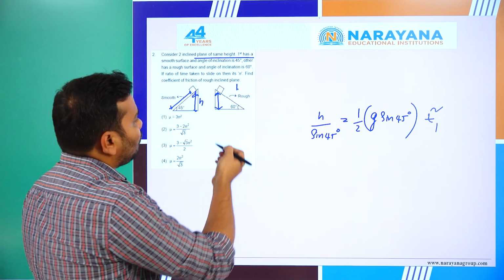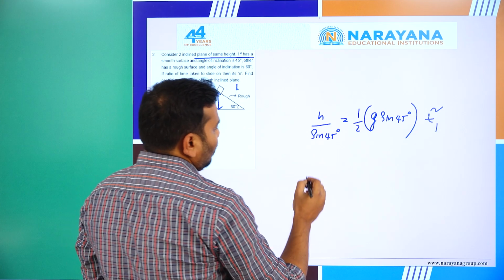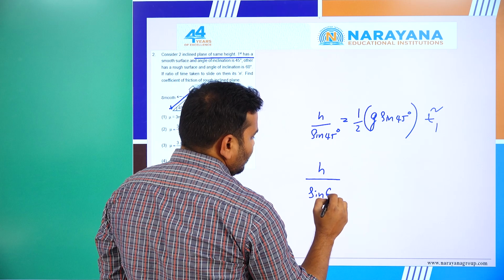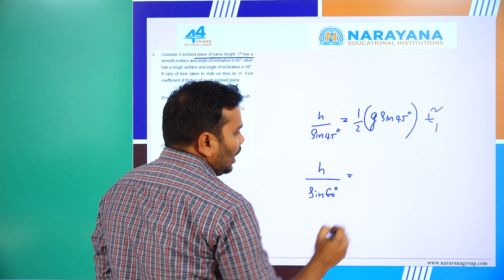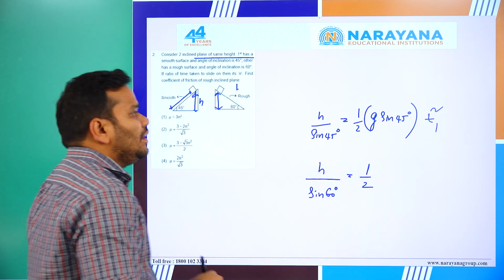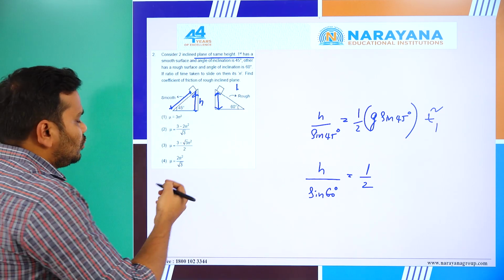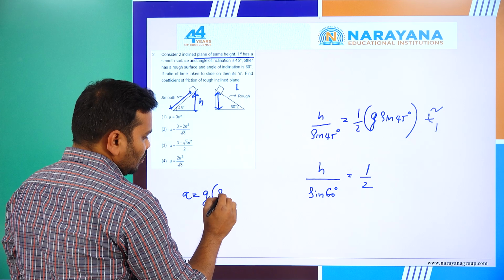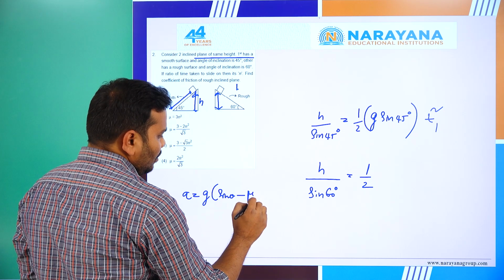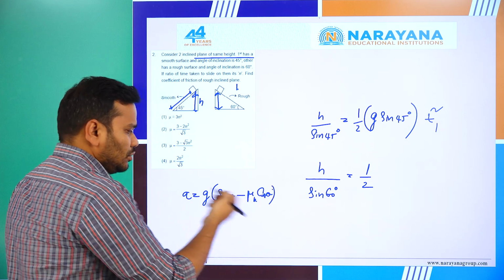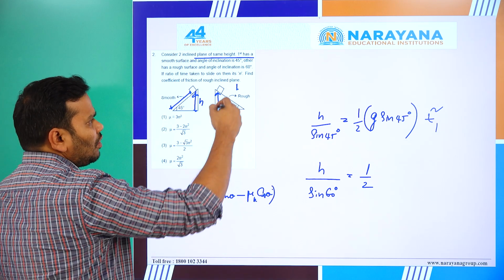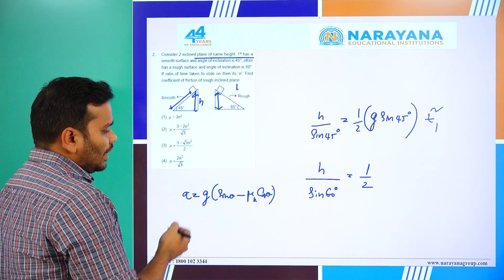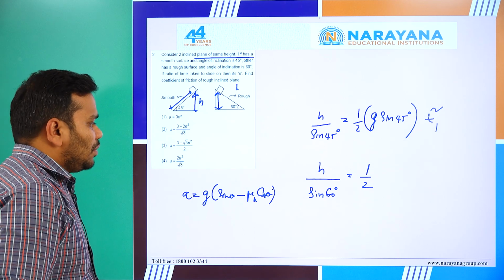In the second case, corresponding to the rough inclined plane, the distance travelled is h by sin 60 degrees, which is equal to half times the acceleration. Now I have to find the acceleration of the block. Over the rough surface, the acceleration a is equal to g into sin theta minus mu k cos theta. By taking the components, the mg component is there along the incline and the kinetic frictional force is there up the inclined plane. From that you get acceleration equal to g into sin theta minus mu k cos theta.